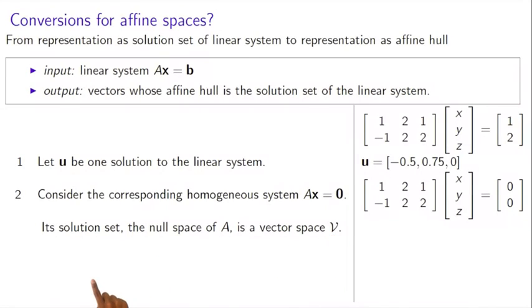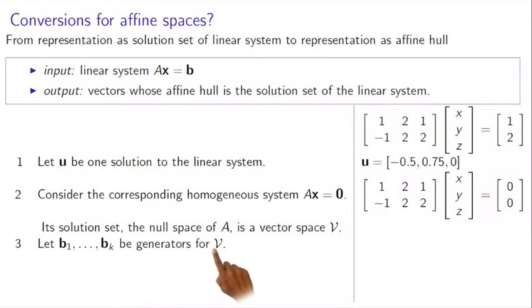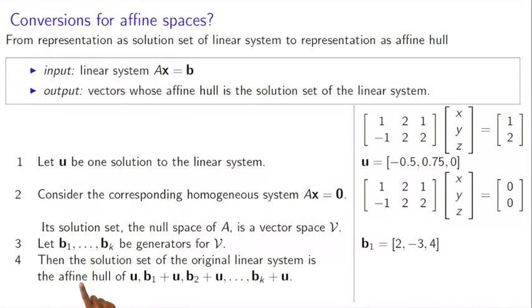Suppose we manage to find generators, b1 through bk, for big V. In our example system, the null space of the matrix A is generated by the set consisting of a single vector, b1. We can then infer that the solution set of the original linear system is the affine hull of the vectors u, b1 plus u, b2 plus u, and so on up to bk plus u. In our example, the solution set is the affine hull of u and b1 plus u.